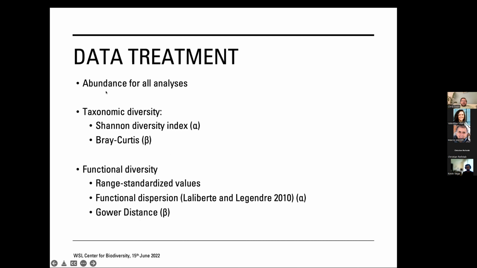We used abundance to weight all analyses. For taxonomic diversity, for alpha diversity, we use the Shannon index, and Bray Curtis for beta diversity. For functional diversity, we range standardized all values. I use functional dispersion for alpha diversity and the Gower index or Gower distance for beta diversity.